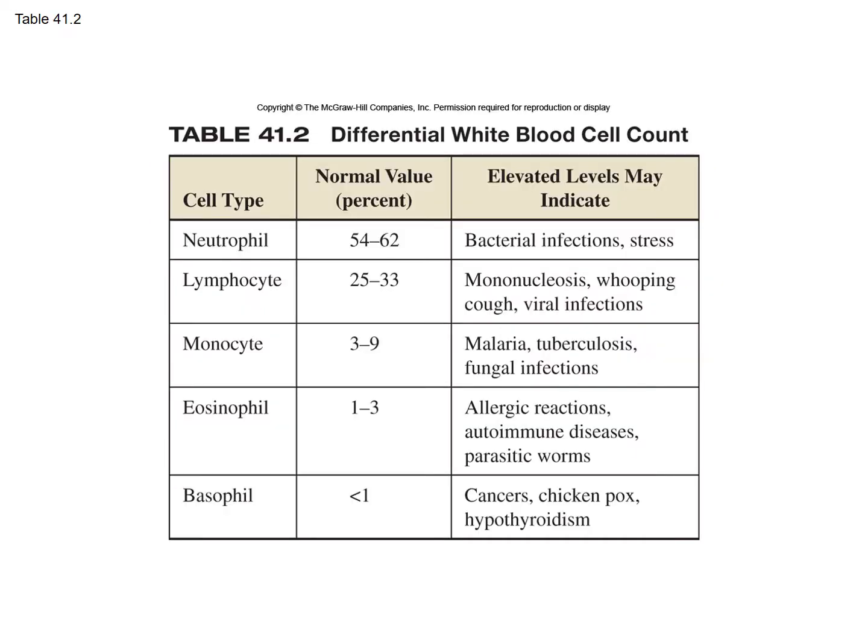Monocytes are 3 to 9%, and if this percentage is high or elevated, it means the patient has malaria, tuberculosis, or fungal infections. Eosinophil or acidophil, the white blood cell that is stained by acidic dye, is 1 to 3%. If you find this high, it means the patient has an allergic reaction, autoimmune disease, or parasitic worms.